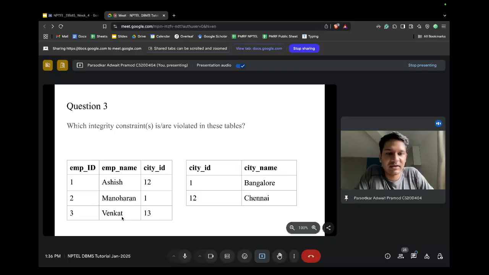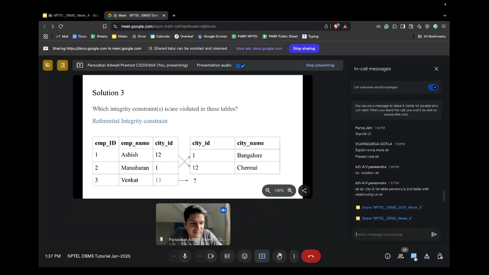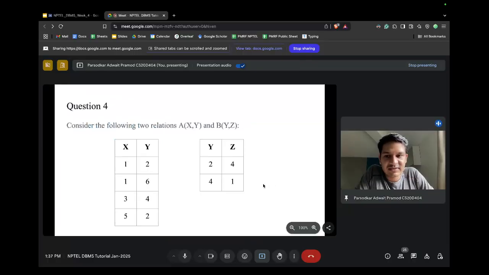So this is what is referred to as referential integrity constraint, wherein not all foreign keys map to a row in the second table, and you would want this referential integrity constraint to hold so that you do not have these dangling pointers or dangling foreign keys. So is this clear? I think it's more of a theoretical question, so there's not much to explain. But okay, so I hope you understand. Yeah. Okay, so moving to the next question then.